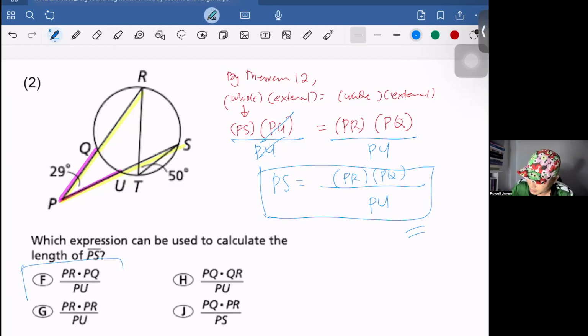Letter F is the answer. Okay, all right, that's correct. The answer is letter F. Okay, so we'll now proceed to the next one. So you may screenshot if you want.